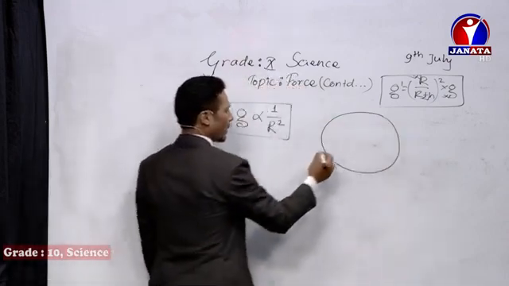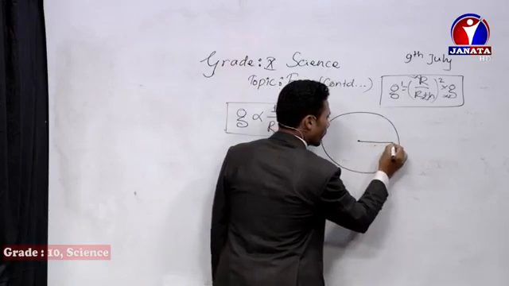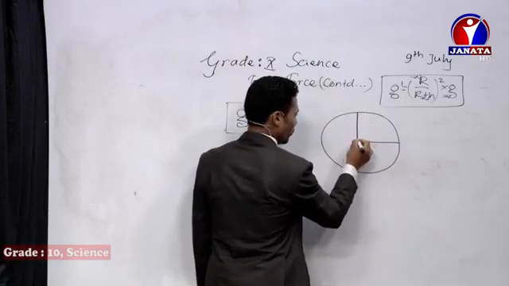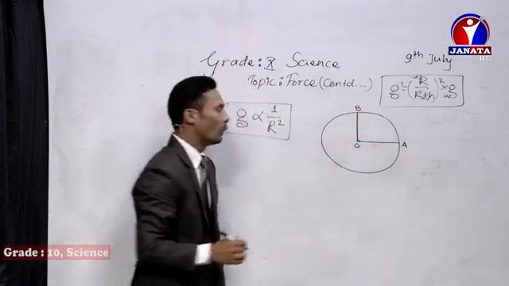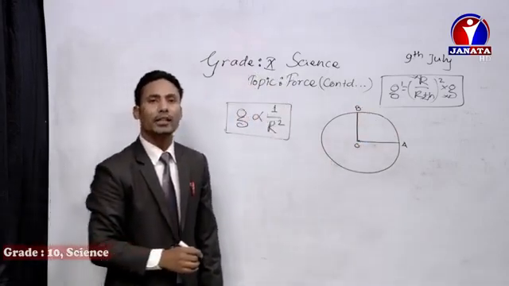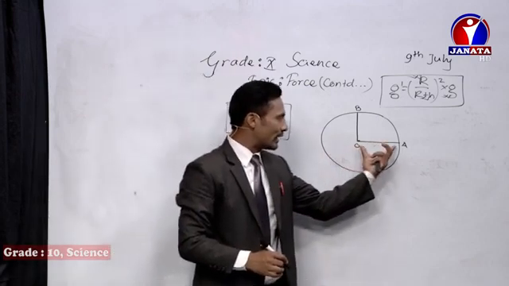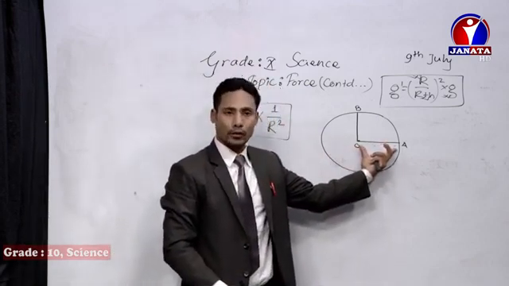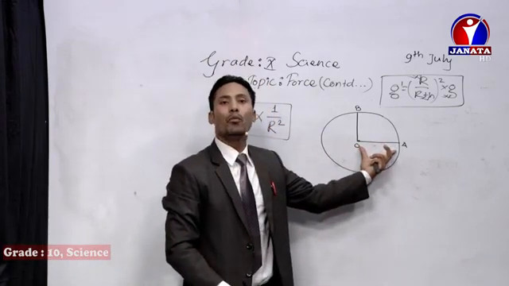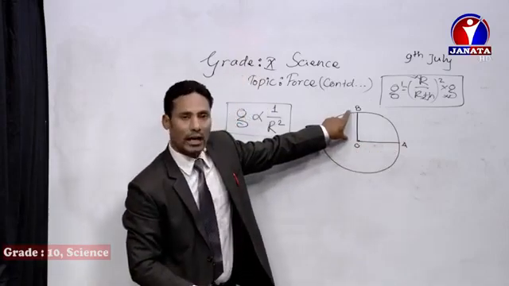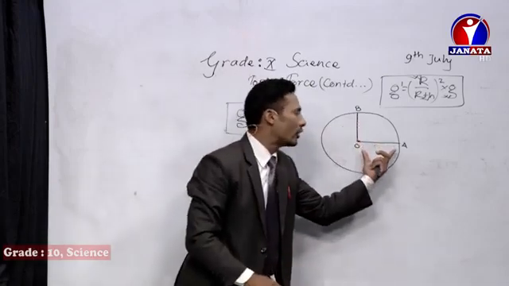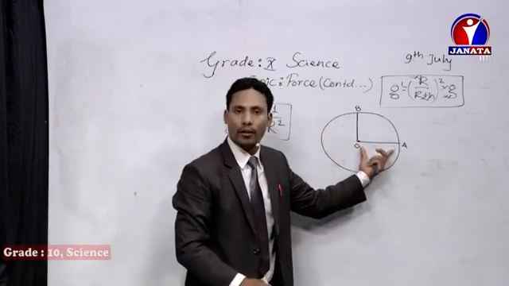If we check the radius of this earth at these two points, let's say A and B, and let's say the center is O, then this radius is also called the equatorial radius. The equatorial radius is more than the polar radius. The polar radius is less and the equatorial radius is more, right?